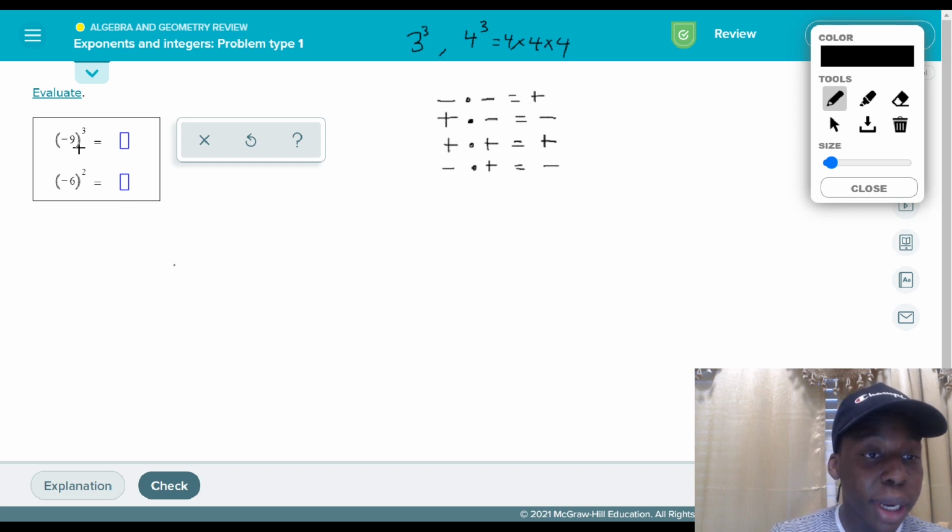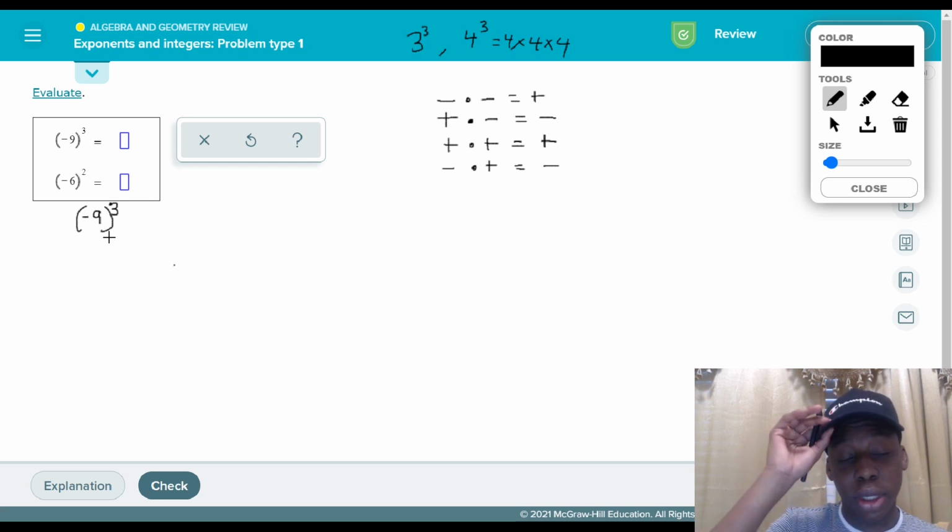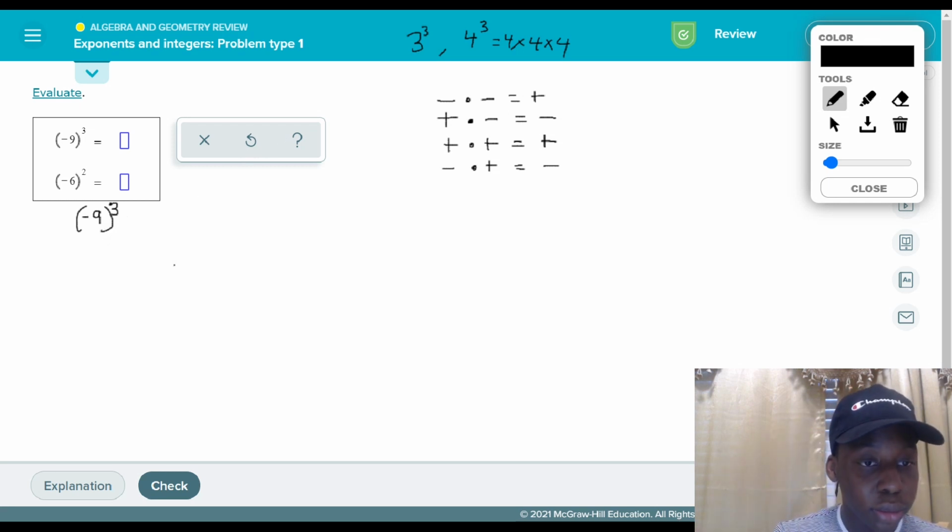So this is minus 9 to the power of 3. First, we observe the question and identify the sign we're working with, which is minus in this case. The exponent, which is the power here, is 3. That means we have to multiply minus 9 by itself 3 times, which gives us minus 9 times minus 9 times minus 9.